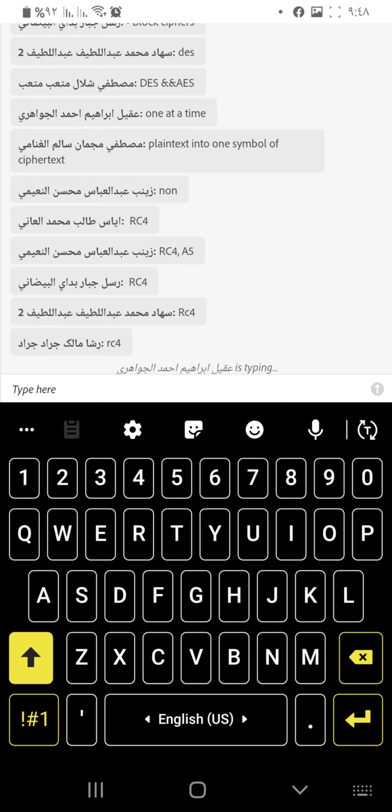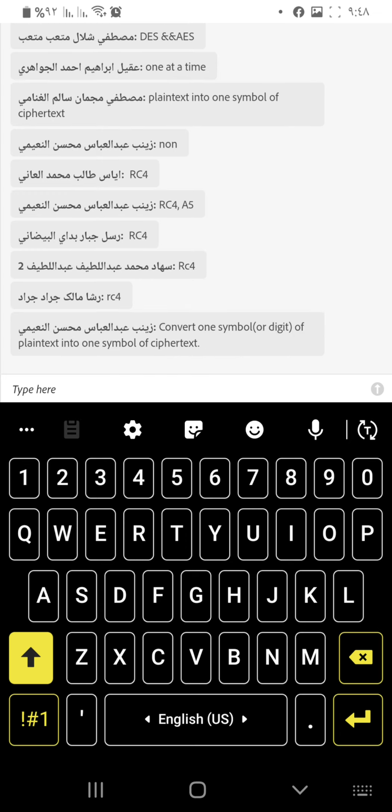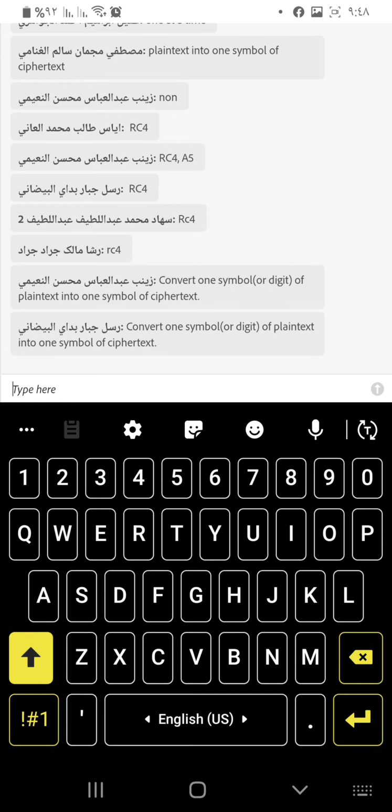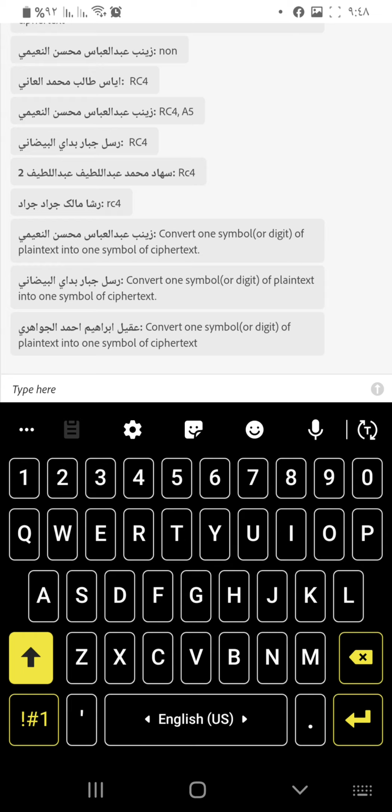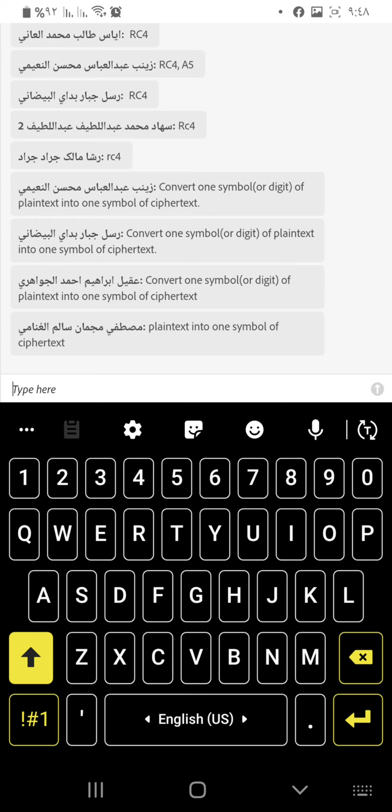How does a stream cipher work? Yes, it converts one symbol or digit at a time into one symbol of the ciphertext. Zainab Abdul Abbas. Okay.